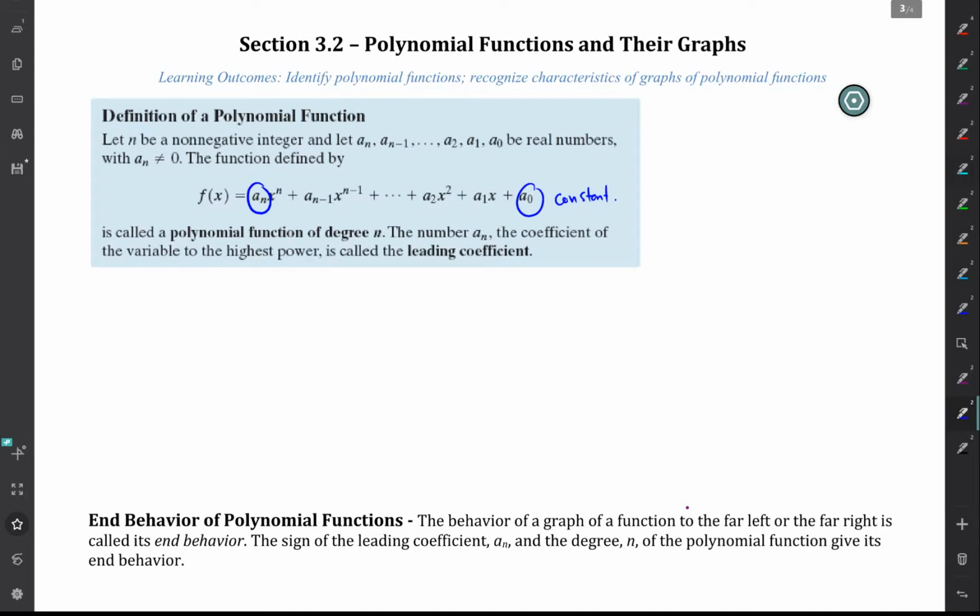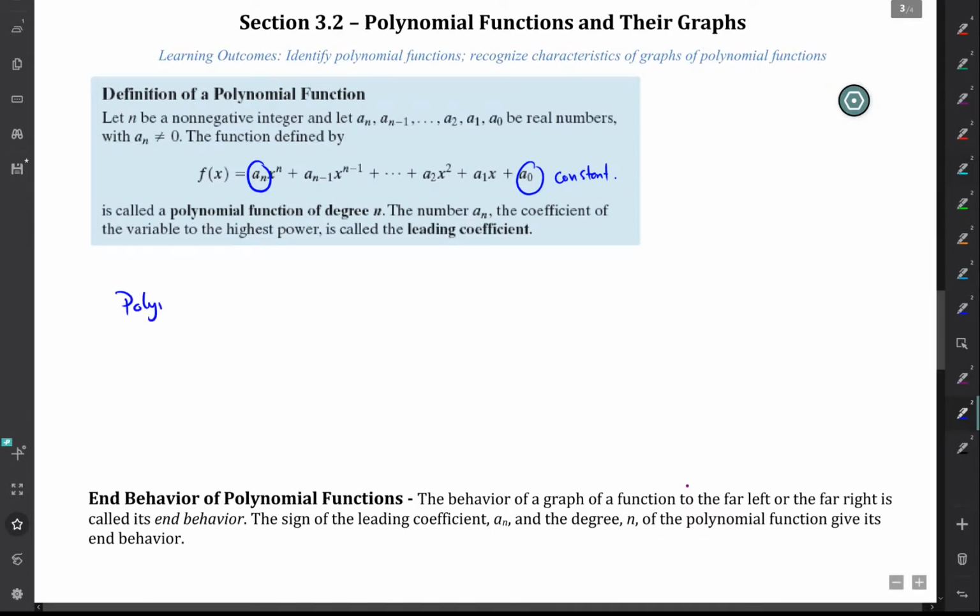Now, the key for something to be a polynomial is basically that the powers of x cannot be negative and they can't be ratios. So an example of a polynomial would be f(x) = 3x^2 + 2. That's a polynomial where a_2 is 3, a_1 is 0 because there's no x term, and a_0 is 2.